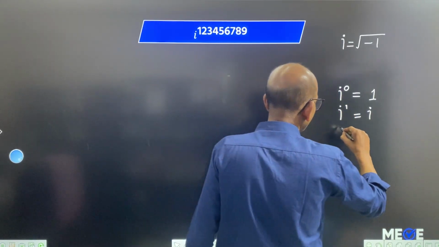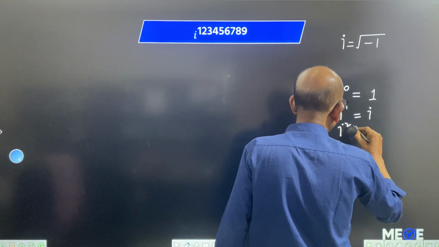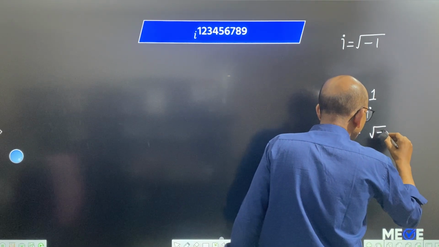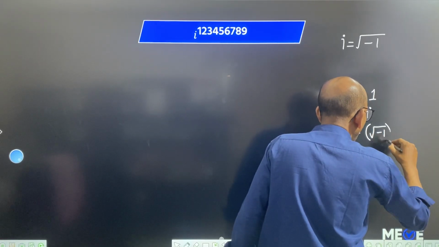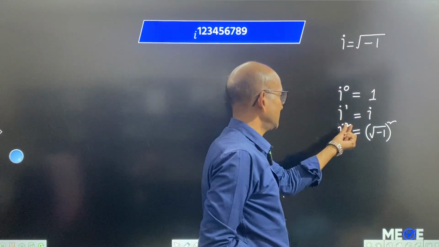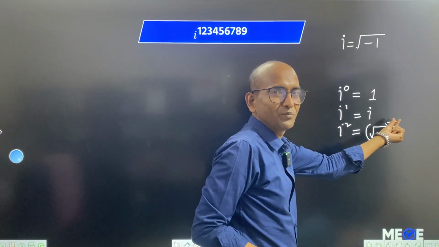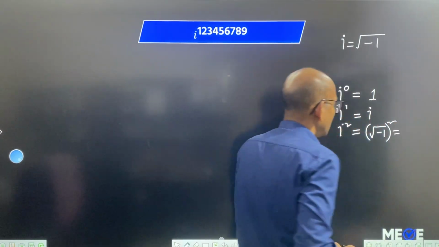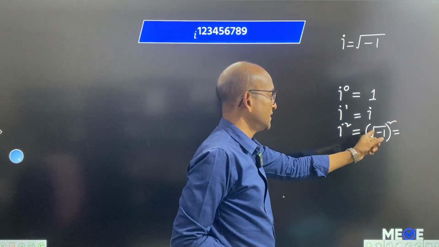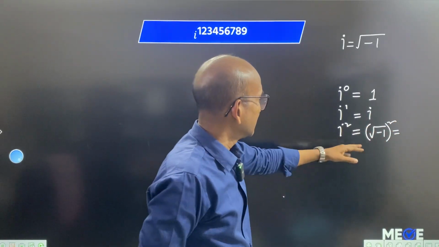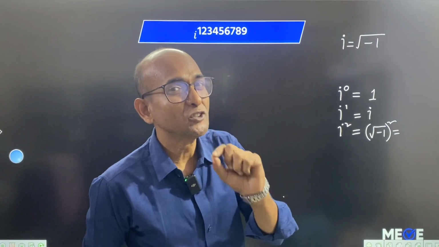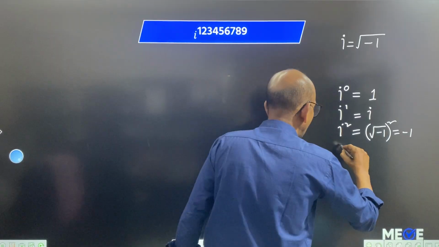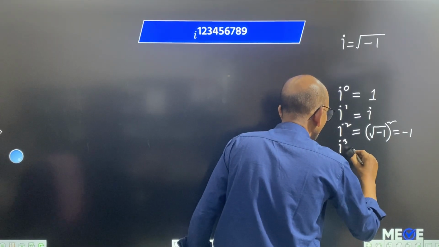Now, i square, you know about this? i means root over minus 1, whole to the power square, because this square is placed there. So this square will cancel out this square root. Then you will have only minus 1. So this is minus 1.